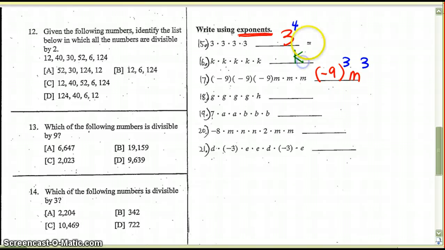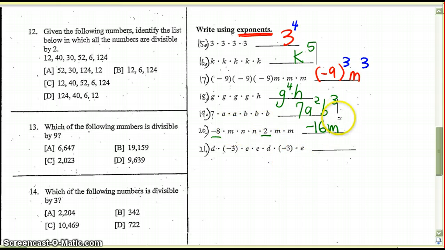Number 16 is k to the 5th power. Number 18 is g to the 4th power times h. Number 19 is 7, I just keep that there, a to the 2nd power, b to the 3rd power. Number 20, I do want to multiply negative 8 with the 2 first and get negative 16. I have m, there's 3 of them, to the 3rd power. N, and because there's 2 of them, would be to the 2nd power.